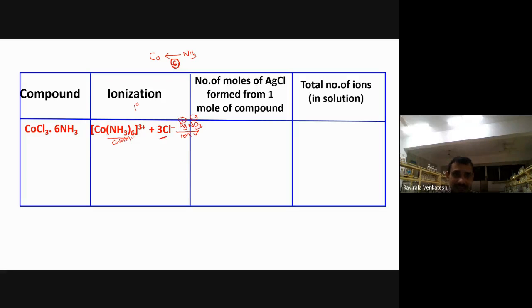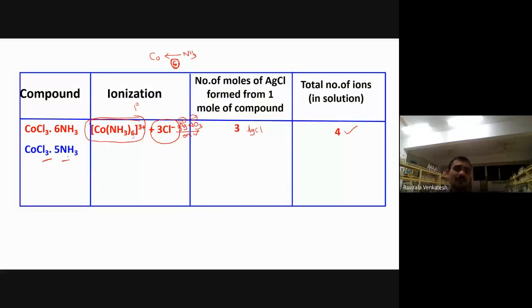Now this is ionic, the 3 Cl minus. Now AgCl is formed. 3 moles of AgNO3 will react, because if you have 3 Cl, 3 moles of AgNO3 react. If you have 2 Cl minus, 2 moles of AgNO3 react here. Now what do we get here? 3 moles of AgCl will be formed. Now total number of ions will be how many here? See, this is completely 1 ion, the complex. And here how many are there actually? 3. Now 3 plus 1 is equal to 4. Total number of ions are 4 ions.